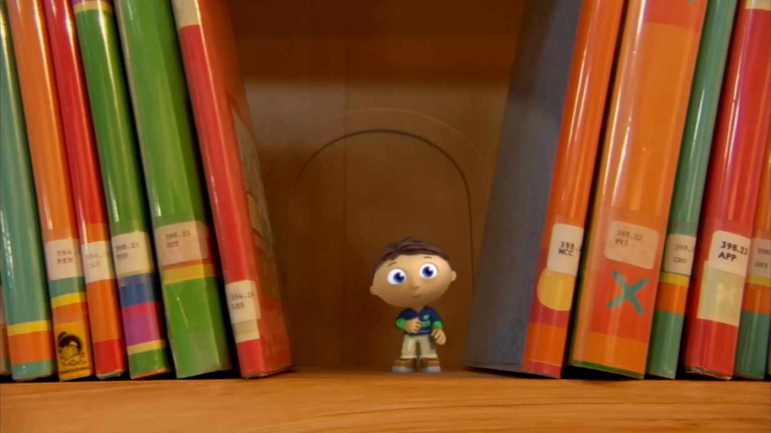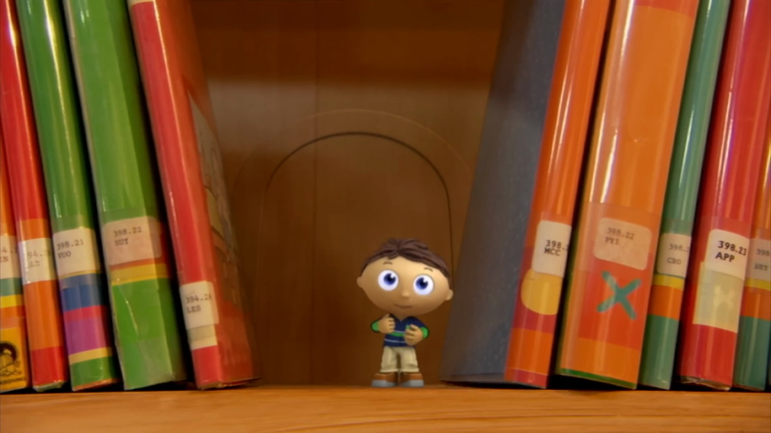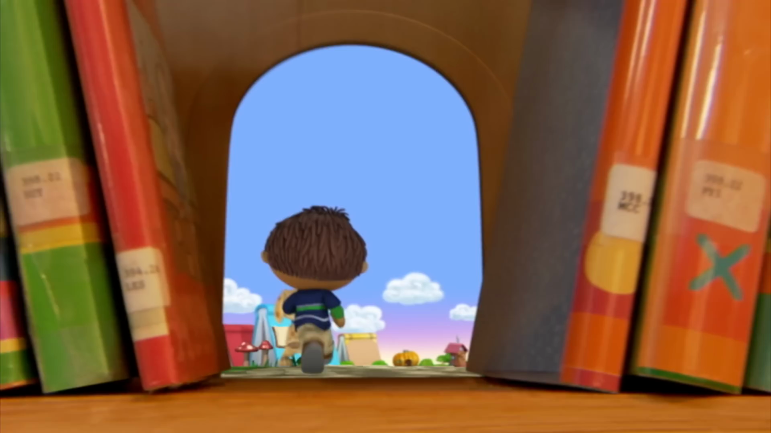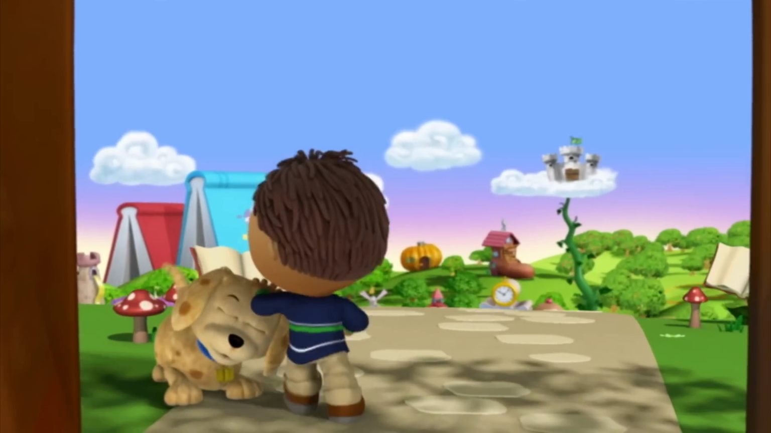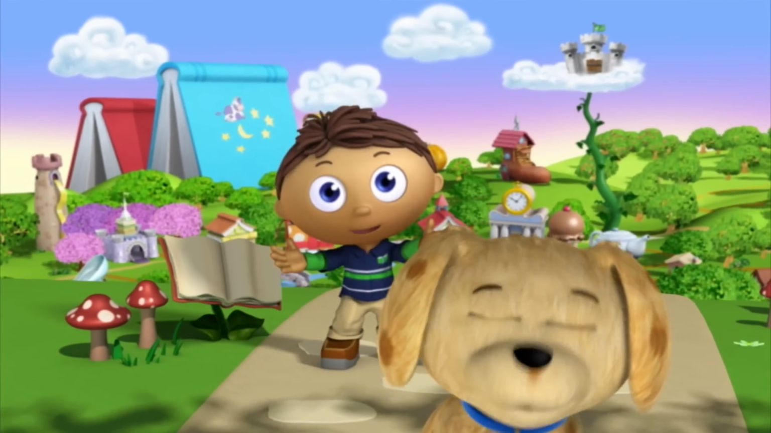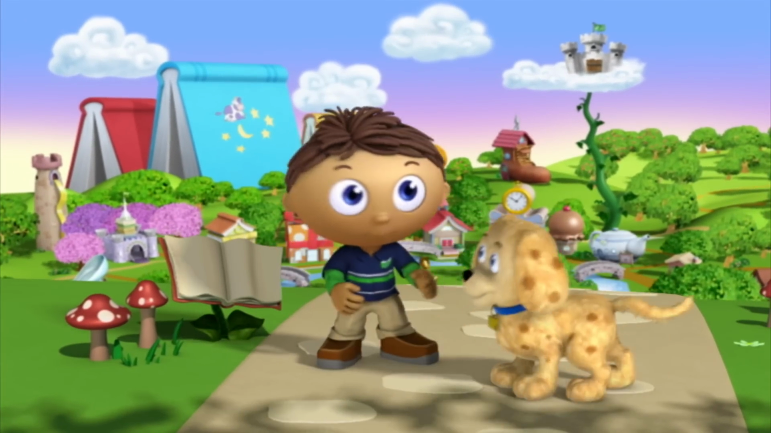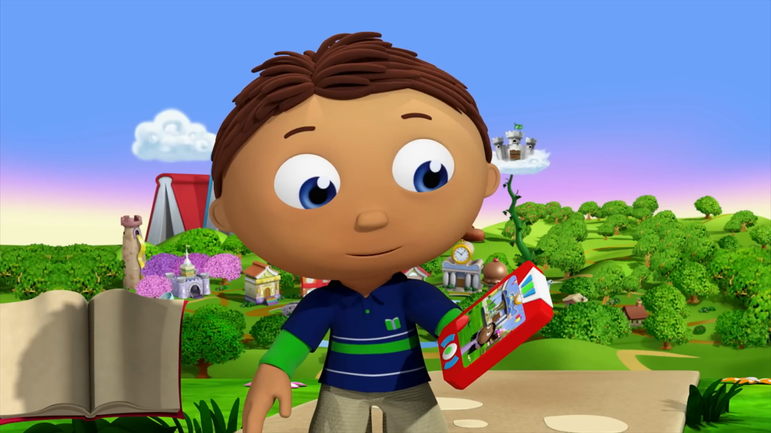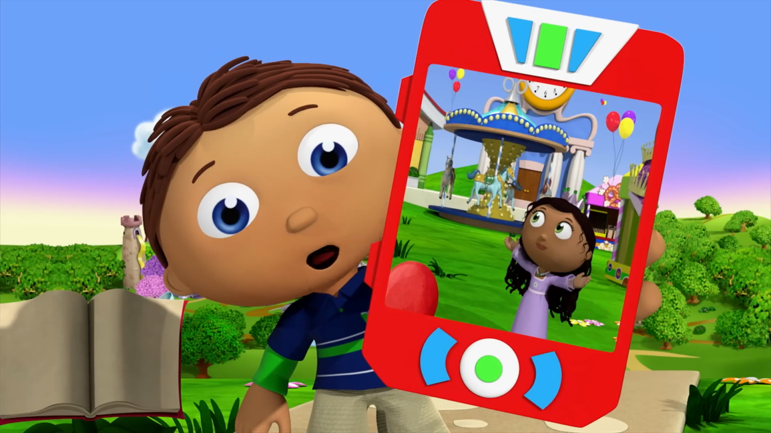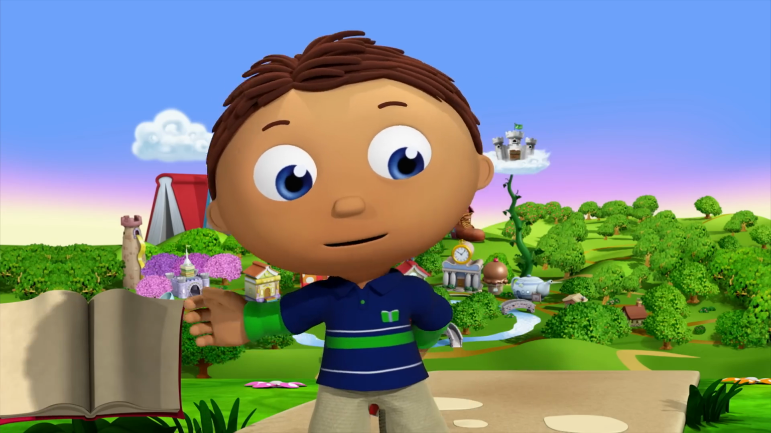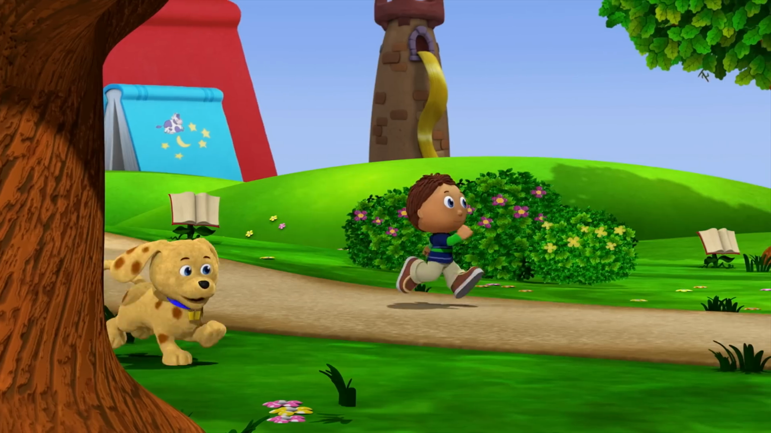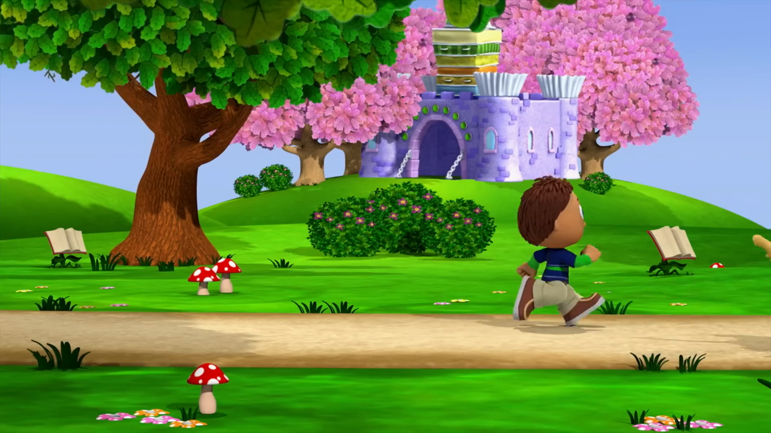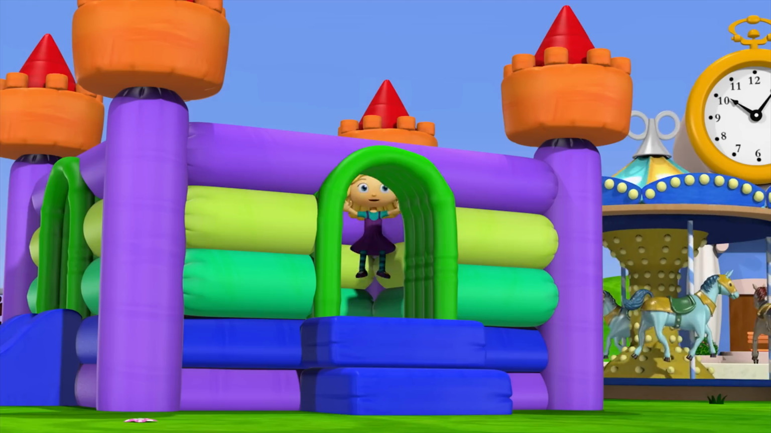Hi! So glad you're here. It's me, Whyatt. Hi, Woofster. Welcome to Storybrooke Village, where all our fairy tale friends live. There's a carnival in Storybrooke Park today. Let's go! Whoa, nice balancing, Woofster. Yay!